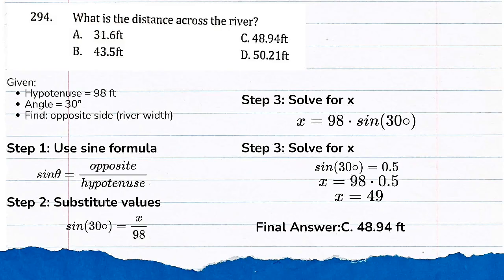Now, substitute values. Sine 30 degrees is equal to x over 98. Solve for x. X is equal to 98 over sine 30 degrees. So, sine 30 degrees is equal to 0.5. So, x is equal to 98 times 0.5. Therefore, x is equal to 49 or approximately 49. Therefore, the final answer is 48.94 feet.